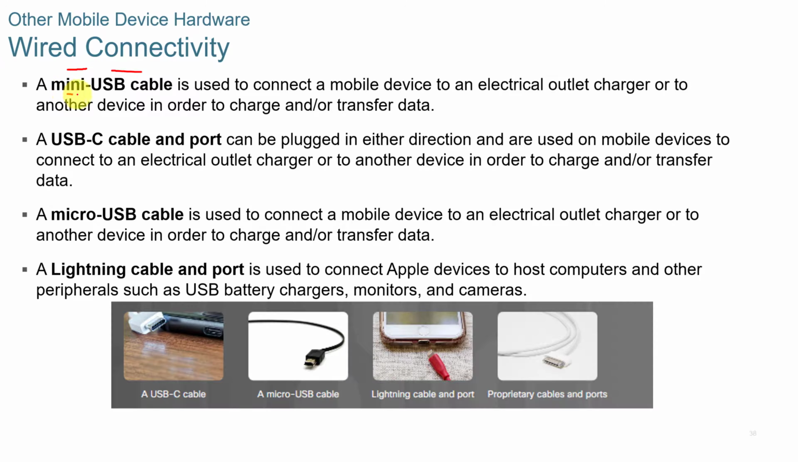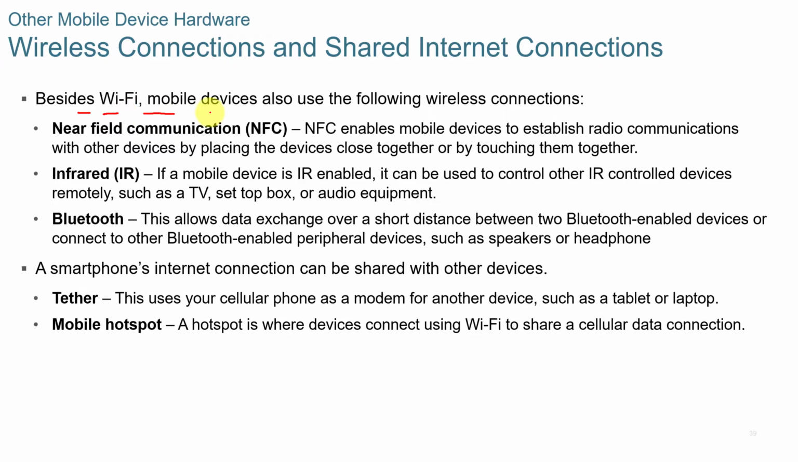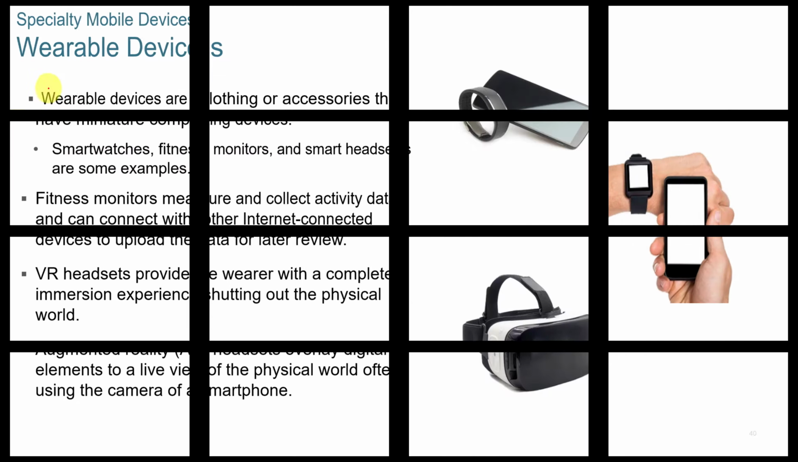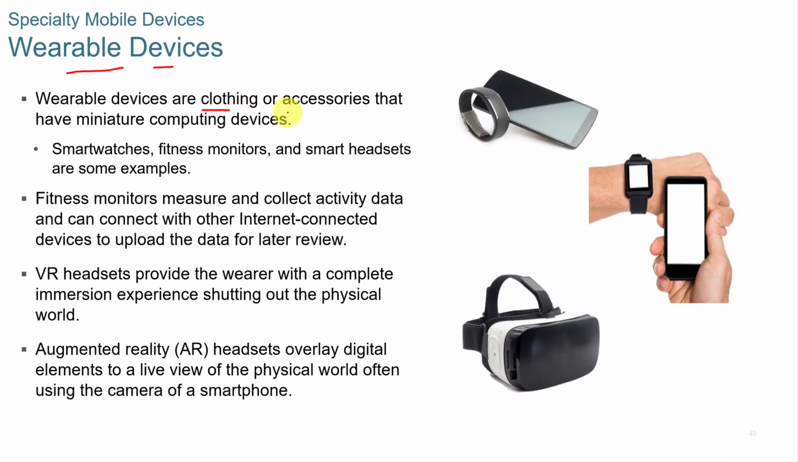Wired connectivity. A mini USB cable is used to connect a mobile device to an electrical outlet or charger. Micro USBs are not used as much anymore. USB-C cables are more common for most devices, or for Apple, the Lightning cable, which is proprietary. And besides Wi-Fi, mobile devices can also use the following wireless connections: near field communication, or NFC, infrared, Bluetooth, tethering, or mobile hotspots.